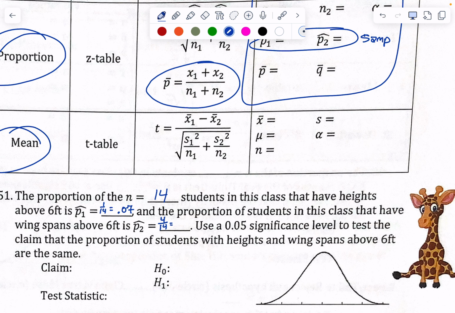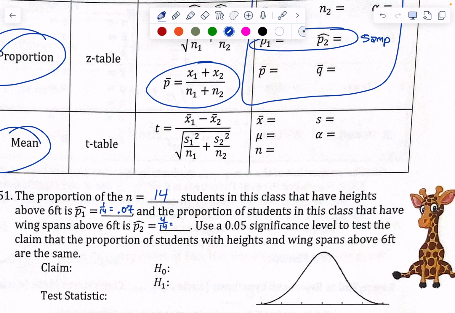So what's 6 foot in inches? 72 inches. Bill's got a 71 and a half for wingspan. So nobody over 72. Eli's got a 71.75 and Billy's got a 71.5. Yeah, none then. None?